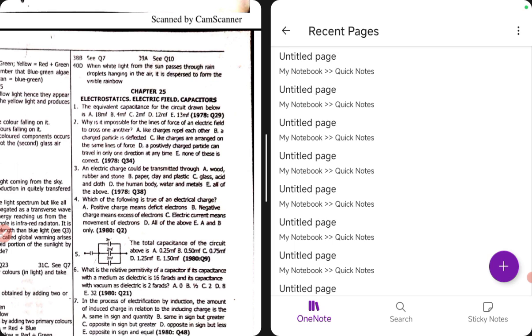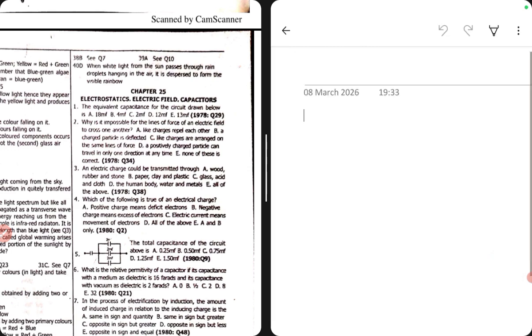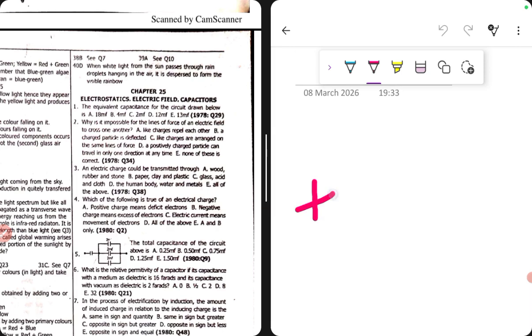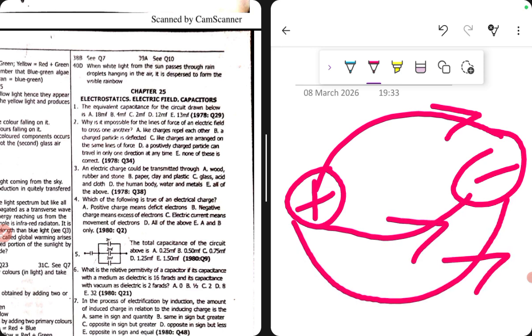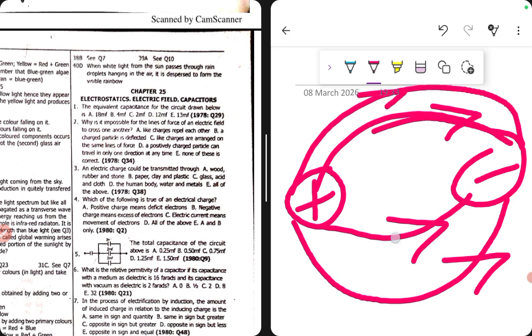Now question 2 says, why is it impossible for lines of forces to cross? Okay, wait, I didn't even talk about the properties of lines of forces. Now, lines of forces cannot cross themselves. That's one property. Like I told you, for electric fields, it flows from positive to negative. That's just convention. So they don't cross themselves because positive moves in a particular direction and negative moves in a particular direction. Positive is outward, and as you can see, for negative, it is inward. So there's no way they will cross themselves because they have a well-defined path.